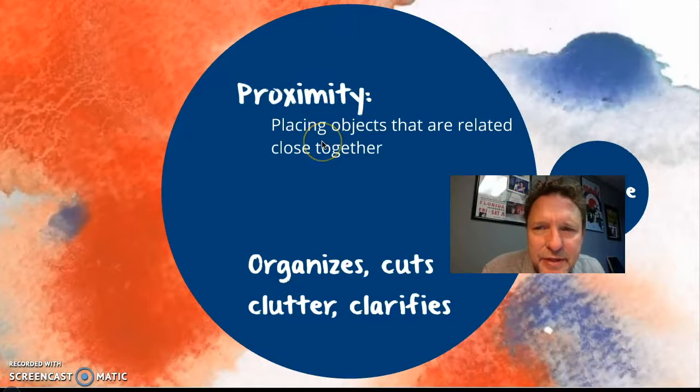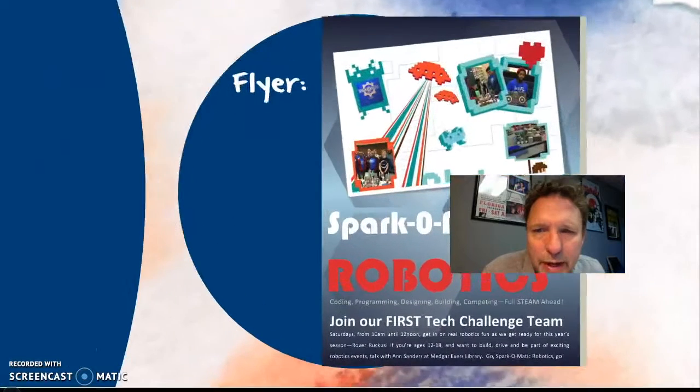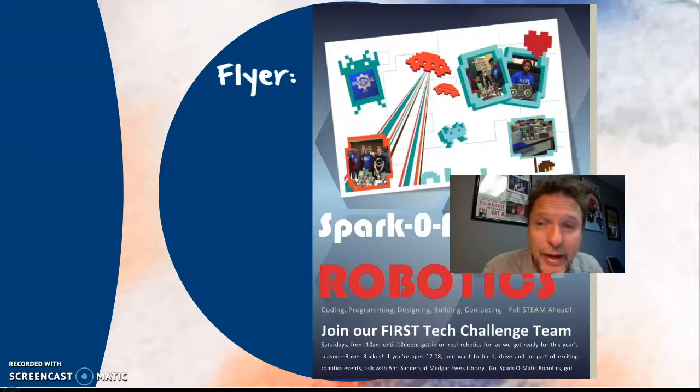Proximity is placing objects that are related close together. Proximity really organizes, cuts through the clutter, and clarifies things for the viewer. One example, and I'm actually kind of proud of this one, is the flyer that we did with a Microsoft template, and that's a Photo VZ photo collage there too. But some nice proximity to the elements there. The headlines are close to the copy, and so I'm pretty happy with that.